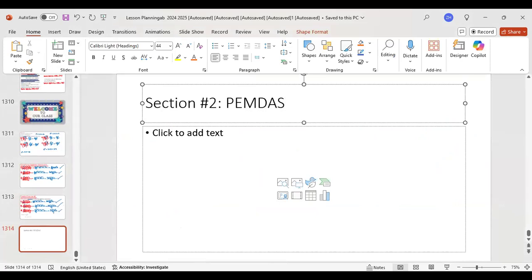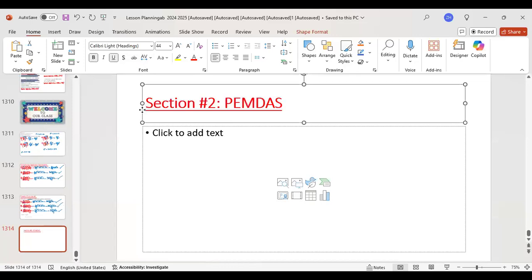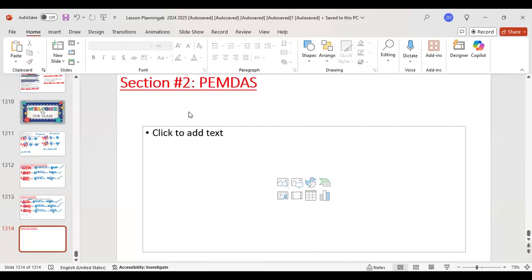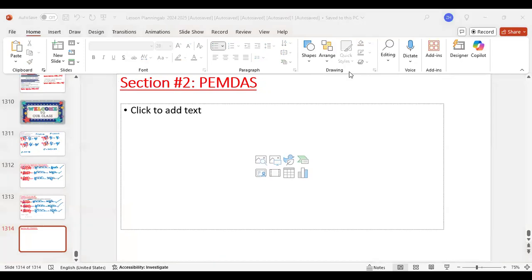PEMDAS. So the P in PEMDAS stands for parentheses. Very good. The E stands for exponents. So what does that mean? That means that we always do the parentheses first. And then the exponent second.